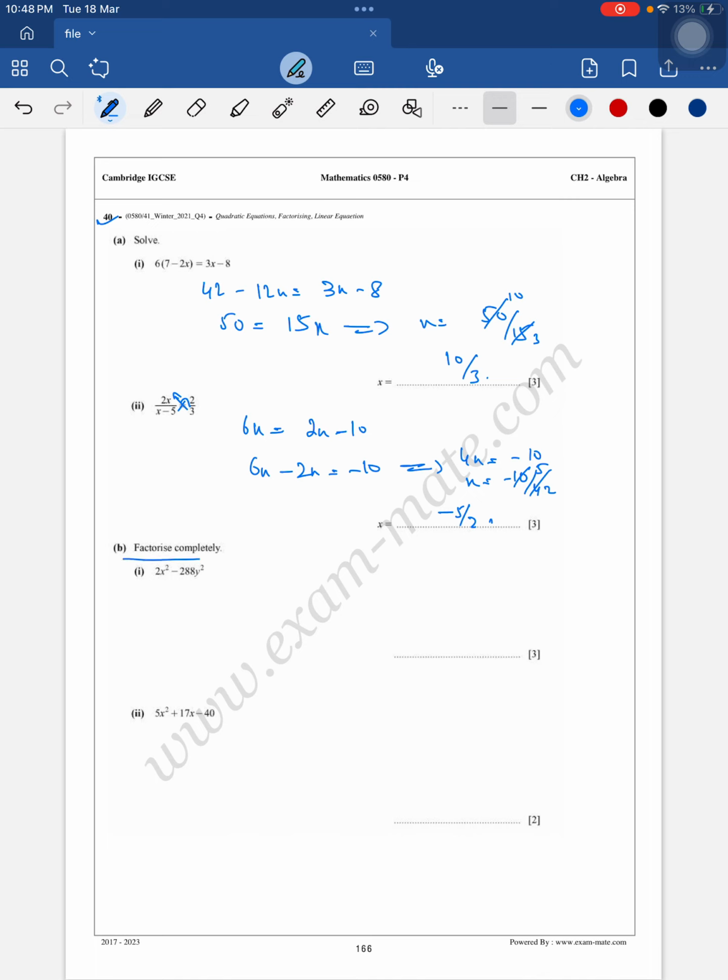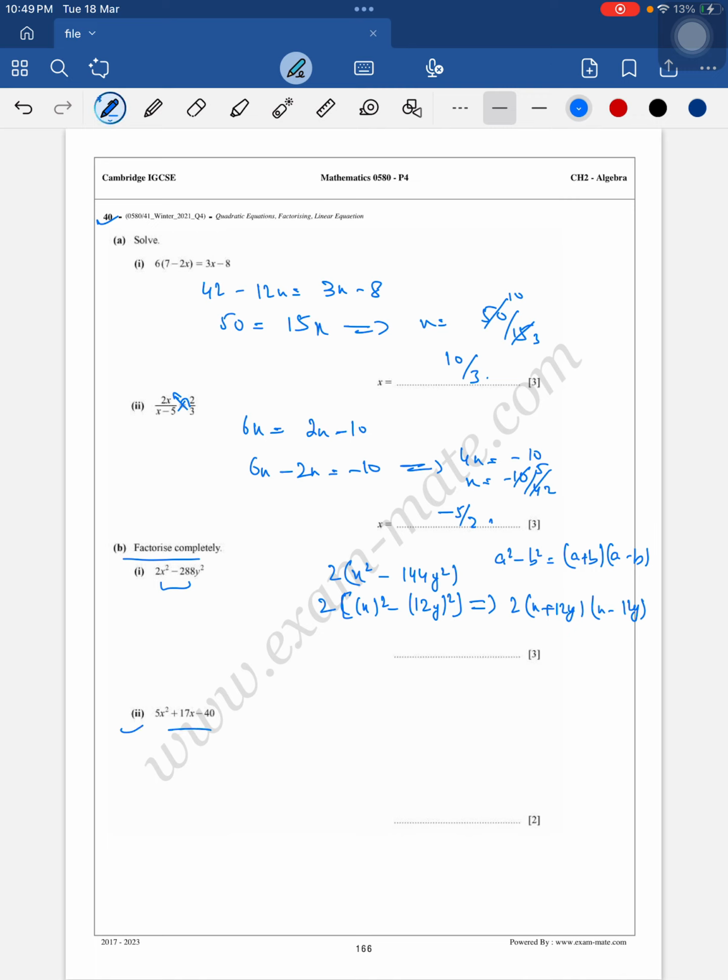Part B, factorize completely. Now you can see over here 2 is common, so I took 2 common. x square minus 144 y square, since 2 into 144 is 288. If you notice, these two terms make a difference of two squares. Both are perfect squares, 144 is the square of 12. Now here I can apply the identity a square minus b square is equal to a plus b, a minus b. So 2 into x plus 12y, x minus 12y.